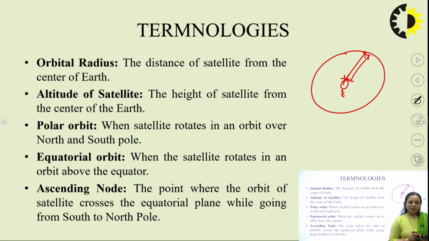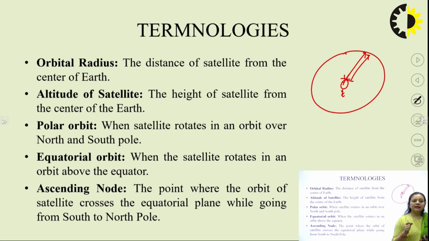Then is the polar orbit. When a satellite rotates in an orbit, what positions will it cover? If the satellite rotates in an orbit over the north and south poles, like this, covering the north and south poles, we say it is a polar orbit.